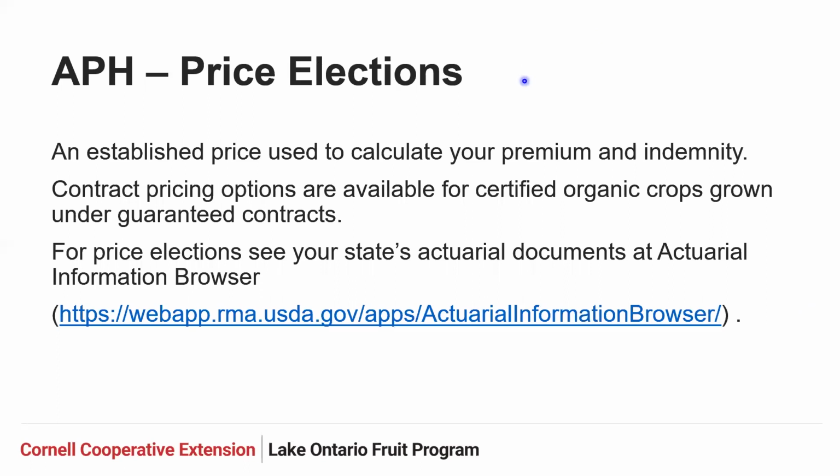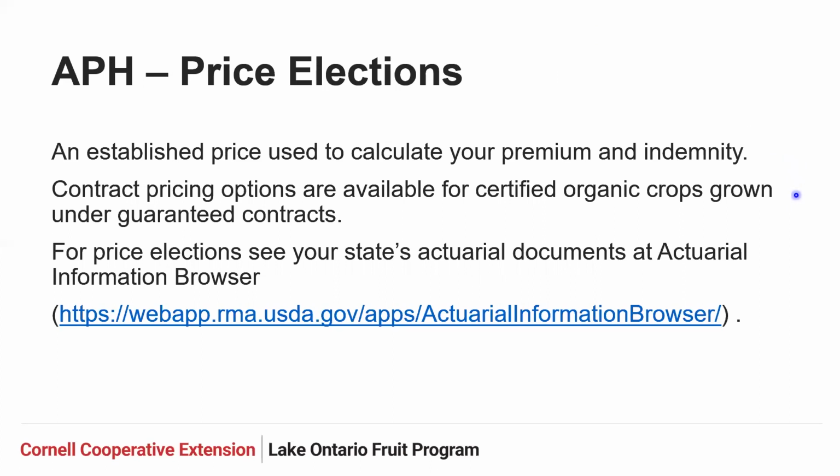APH price elections. A price election is an established price used to calculate your premium and indemnity. For apples, the price election is essentially how much you are going to be paid for a loss of 1 bushel of apples. The term election refers to choosing among different options, fresh versus processed, or choosing a varietal group option.